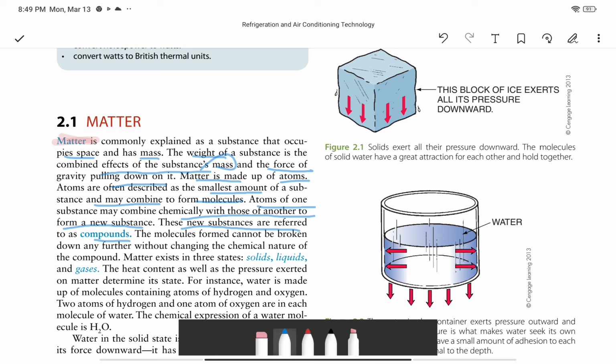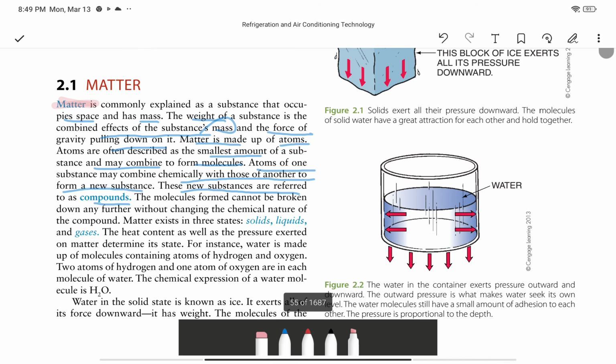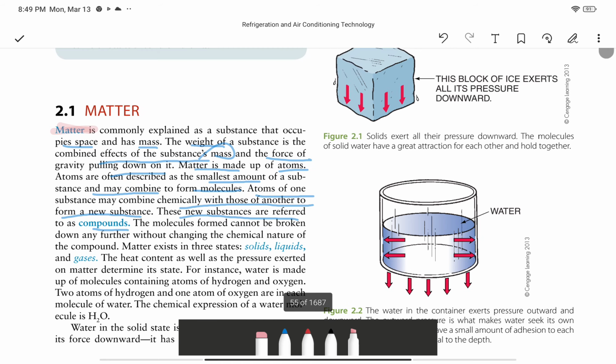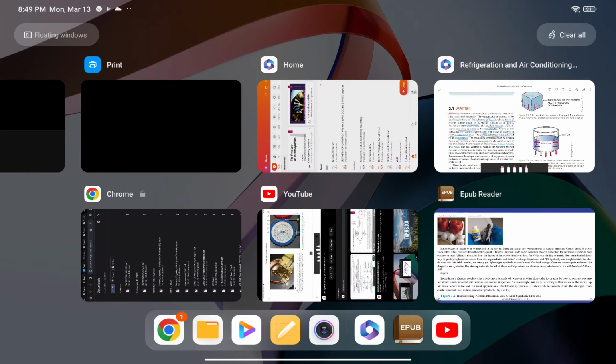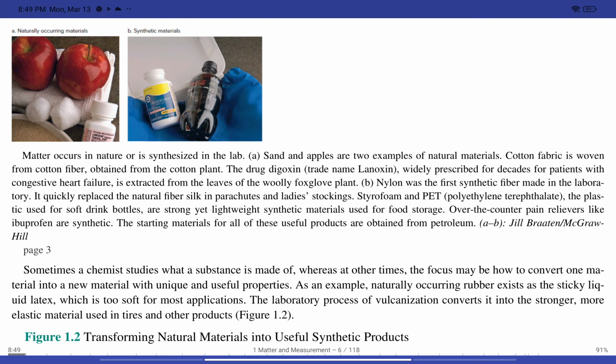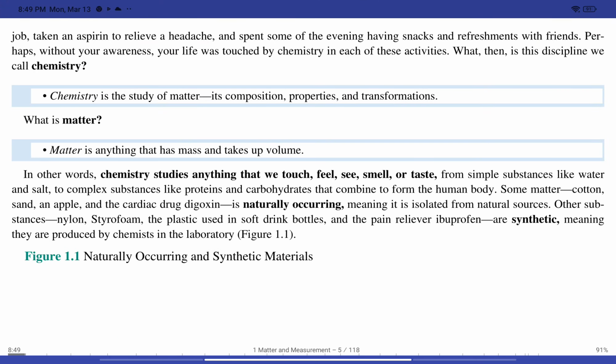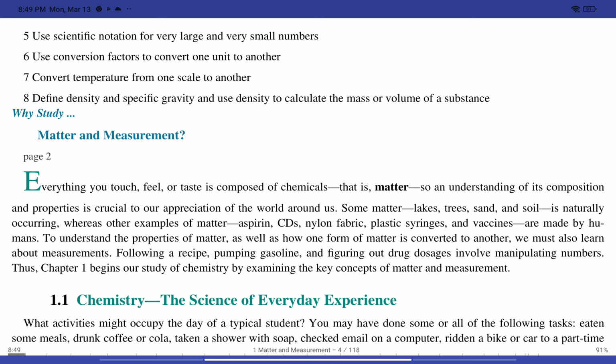So if we go to chemistry and look at how chemists define matter, we have this. Okay, so this is chemistry. This is a general chemistry, and the subject is matter and measurement.